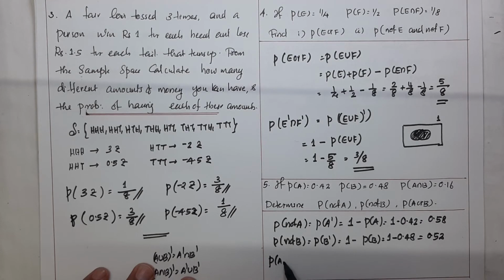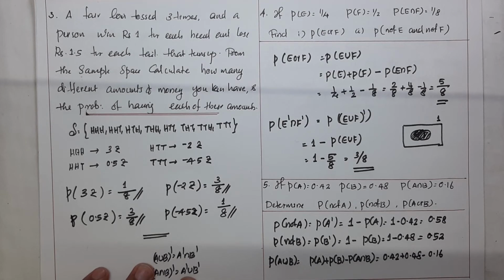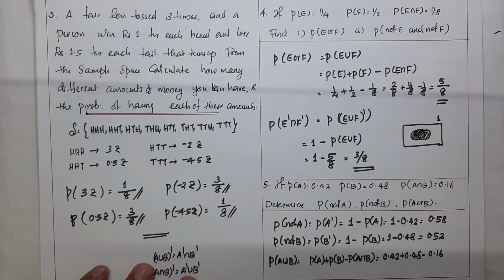And last is P of A or B, which means A union B. The formula is P of A plus P of B minus P of A intersection B. That is 0.42 plus 0.48 minus 0.16. 0.42 plus 0.48 is 0.90, minus 0.16 is 0.74. So 0.74 is the required probability.